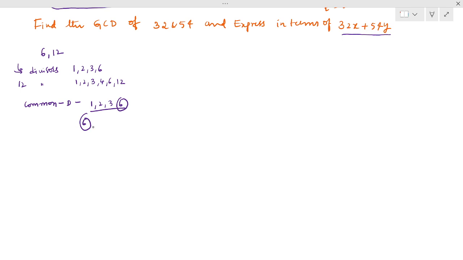So how do we get this using the division method? It is very simple. We use successive division, which is called Euclid's algorithm. You have to go for successive division. Once you get the remainder 0, the last non-zero remainder becomes the GCD.